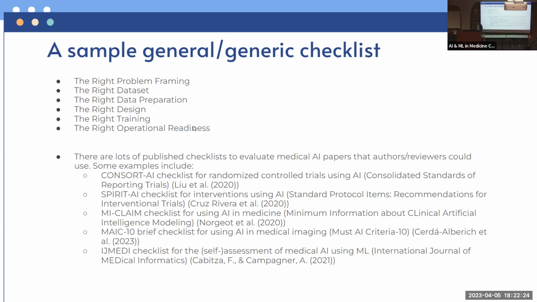And is it the right operational readiness? Like, is this actually ready to be used and implemented? These are very general and generic questions, right? We're going to go through some of the checklists that I've actually found.